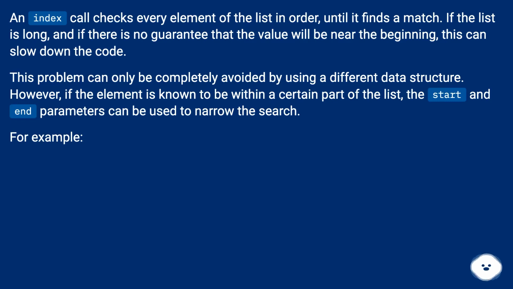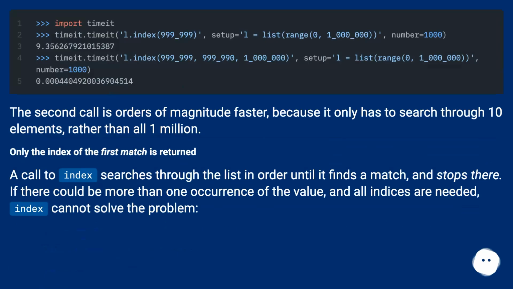However, if the element is known to be within a certain part of the list, the start and end parameters can be used to narrow the search. For example, the second call is orders of magnitude faster, because it only has to search through 10 elements, rather than all 1 million. Only the index of the first match is returned.